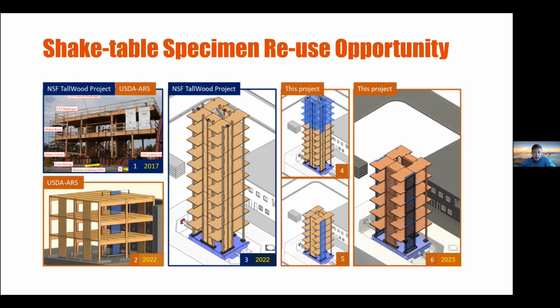In order to make this test a reality, we are leveraging a 10-story mass timber building currently under construction on the UCSD shake table. After that 10-story test is complete, we are going to deconstruct the top four stories to form our six-story specimen and redesign the lateral force-resisting system using our converging design methodology for structural spines.